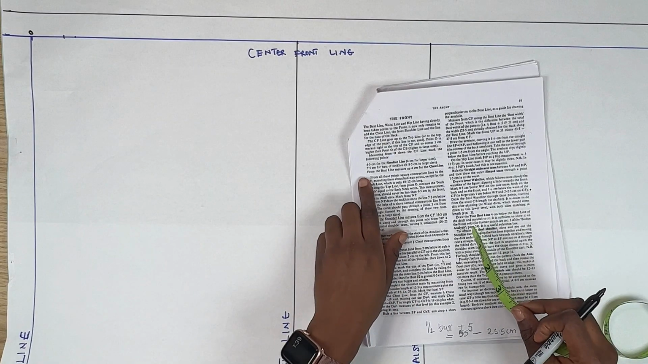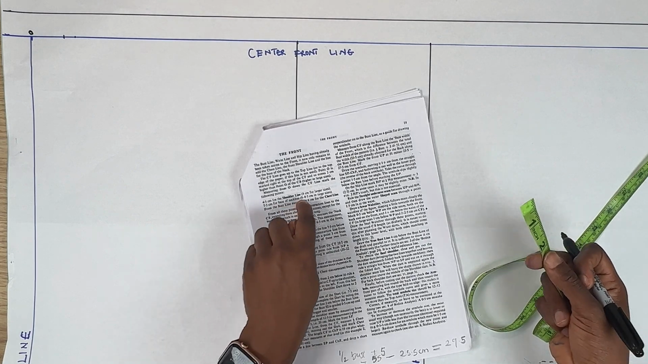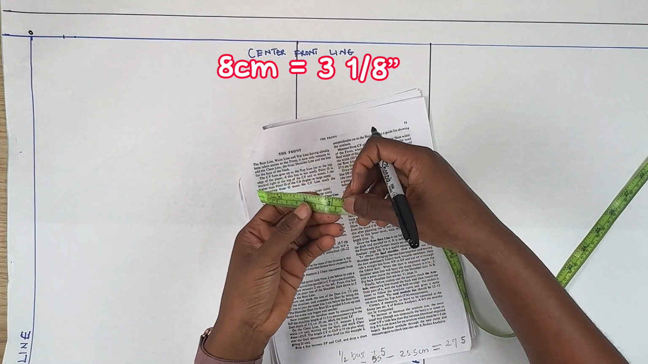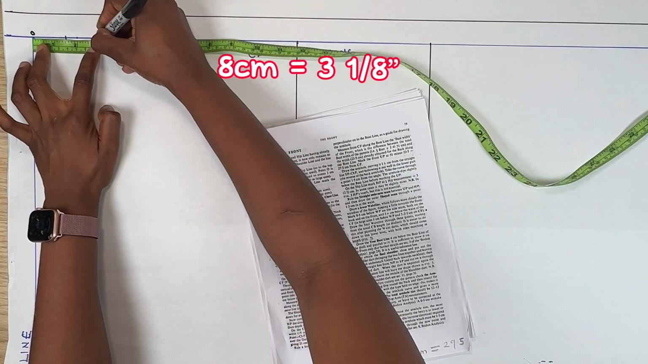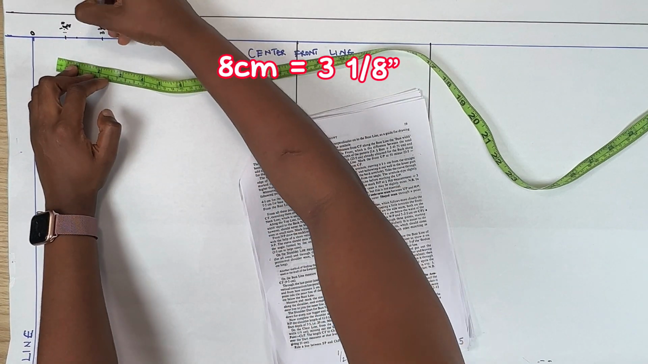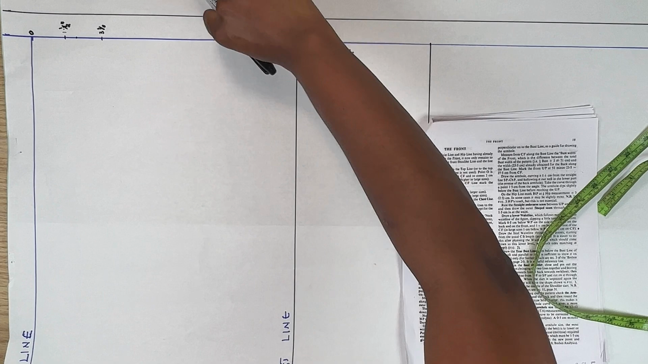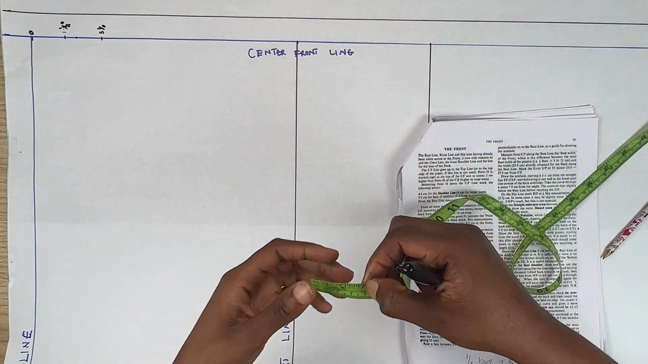Next, we're going to mark the base of the neckline. For the base of the neckline, I will be using 8 cm. Measuring from point O as usual, I'm going to mark that point right here. From the bust line, we're taking 4 cm up. 4 cm is about 1.5 inch.